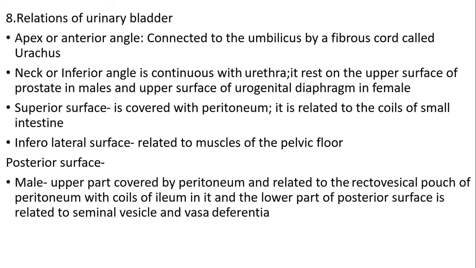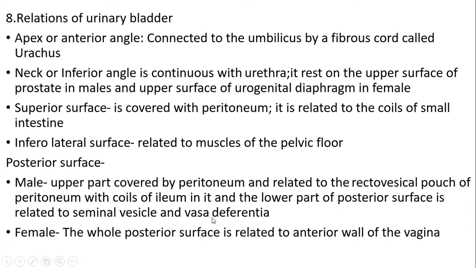In males, the upper part of the posterior surface is covered by peritoneum and related to the rectovesical pouch of the peritoneum, which contains coils of ileum, and the lower part of the posterior surface is related to the seminal vesicles and vasa deferentia. In females, the posterior surface is related to the anterior wall of the vagina.